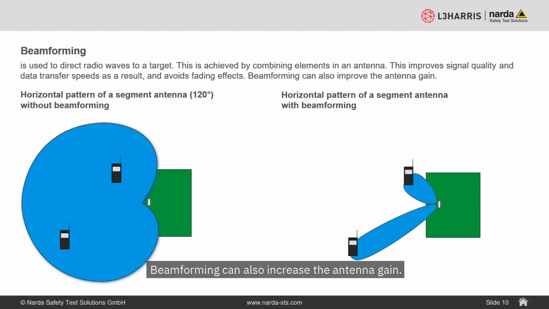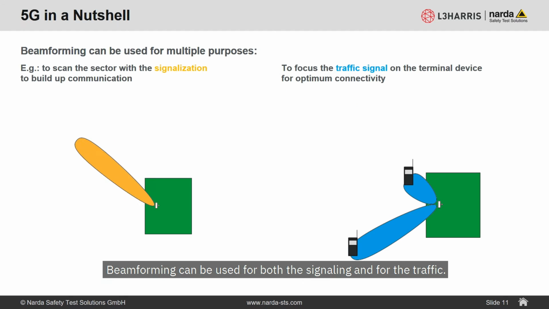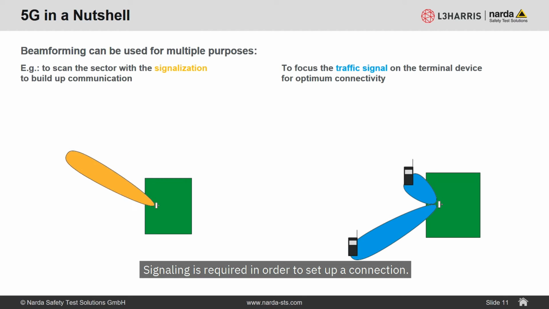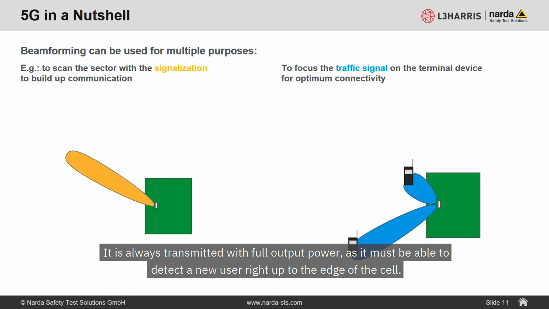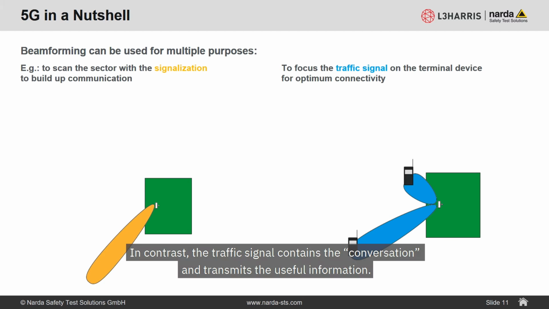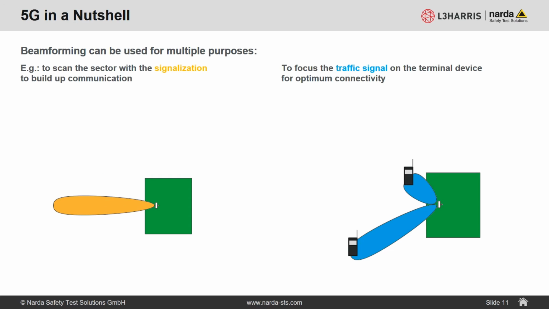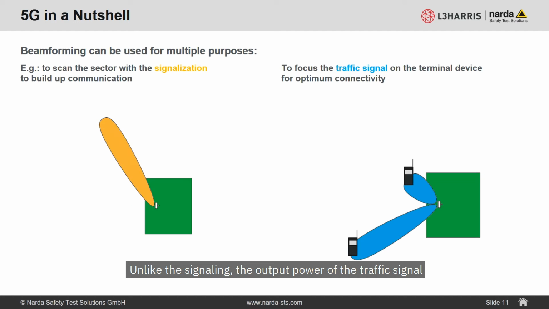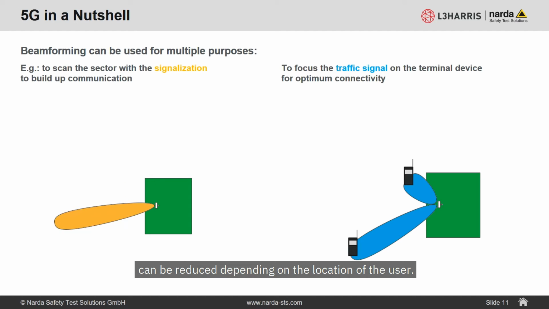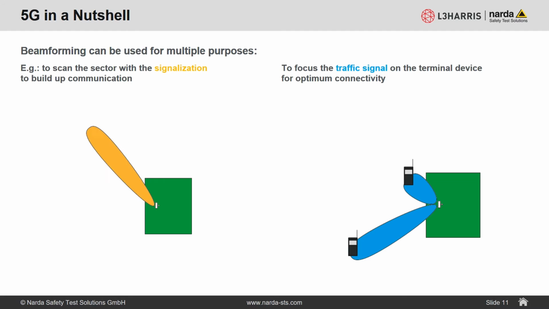Beamforming can also increase the antenna gain. Beamforming can be used for both the signaling and for the traffic. Signaling is required in order to set up a connection. It is always transmitted with full output power, as it must be able to detect a new user right up to the edge of the cell. In contrast, the traffic signal contains a conversation and transmits the useful information. Unlike the signaling, the output power of the traffic signal can be reduced depending on the location of the user.